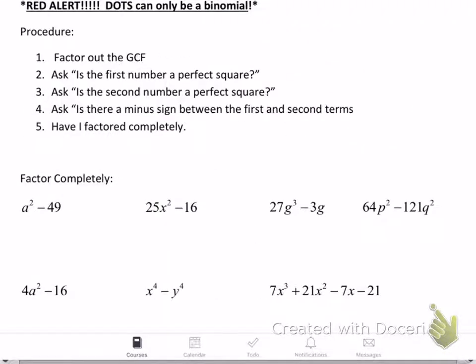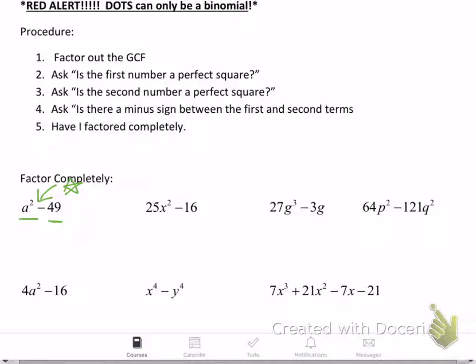So it's just three questions. And if there's a no at any point of these questions, then you can't factor it, or you can't do this shortcut. So first question for this first example, a squared minus 49: factor out the GCF. There is no GCF. Okay, check. Ask, is the first number a perfect square? Yes. The square root of a squared is a, right? Is the second number a perfect square? 49. Yes, the square root of 49 is 7. And then the last question is, is there a minus sign in between? Yes, there is a minus sign in between.